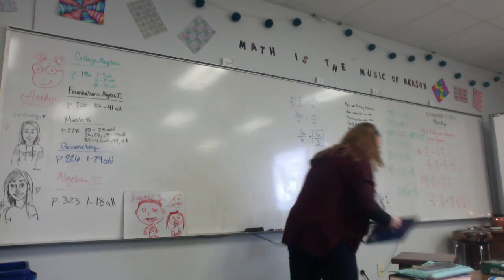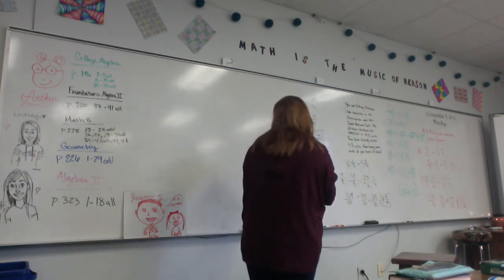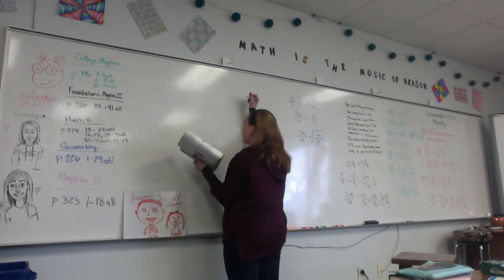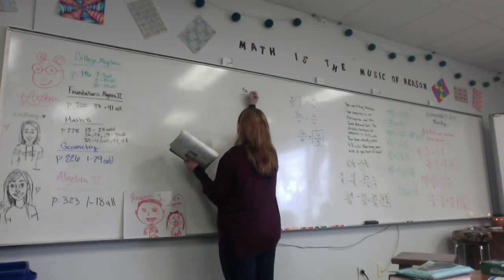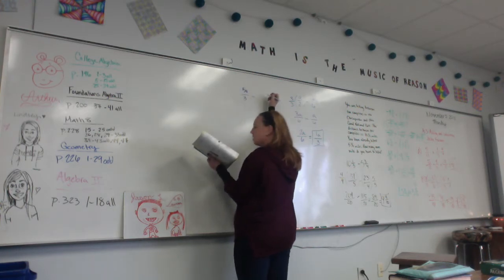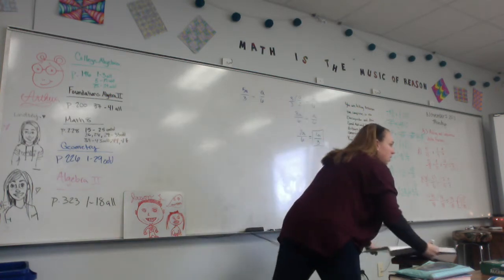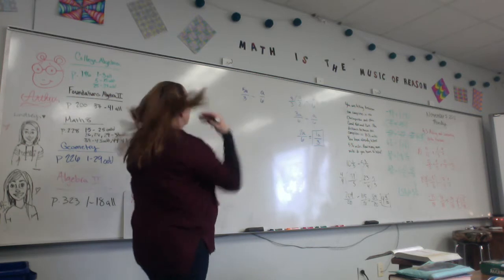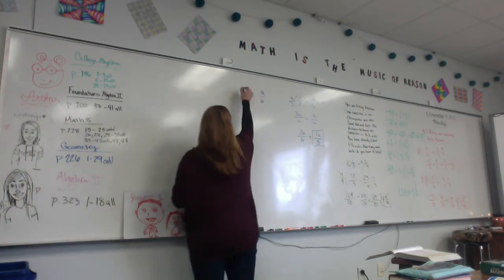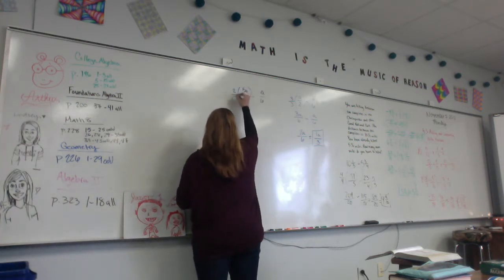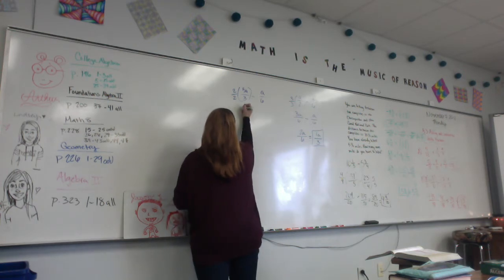Okay, Carter, you can help on this one. Let's say we have 5A over 3 minus A over 6. What do I need to do? Find a common denominator. Okay, what is it? 6. What do I need to multiply by? 2. Beautiful. Now that gives me 10A over 6.